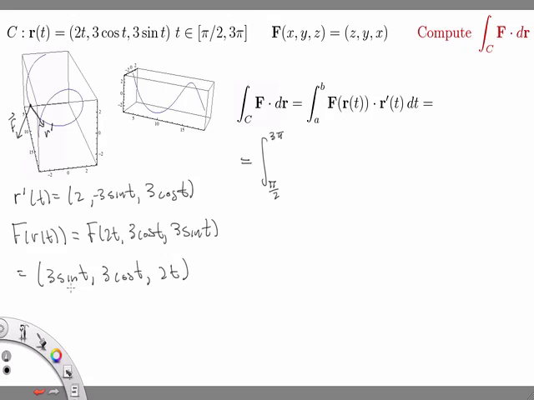So we're going to get 3 sine t times 2 is 6 sine t, and then plus 3 cosine t times minus 3 sine t. So I get minus 9 sine t cosine t, and then I get plus 2t times 3 cosine t. So I get plus 6t cosine t. And we're integrating all that with respect to t.